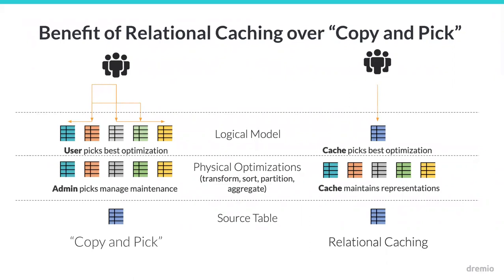There is no difference. The end user will then go and pick which physical optimization to use to satisfy their logical use case. In the relational caching model, there is a separation between the logical model and the physical optimizations. So we do have various physical optimizations in our relational cache, but the end user doesn't need to know about them or care about them. They're simply going to look at the original data set in the logical model, and then the relational cache itself will figure out how to leverage the physical optimizations to satisfy the end user's needs.